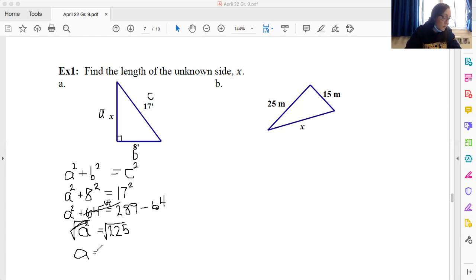Okay, so then the square root of 225, you would punch that into your calculator, and that's going to give you 15. Okay, so that means that we've got 15 feet. That means that this side over here is 15 feet.